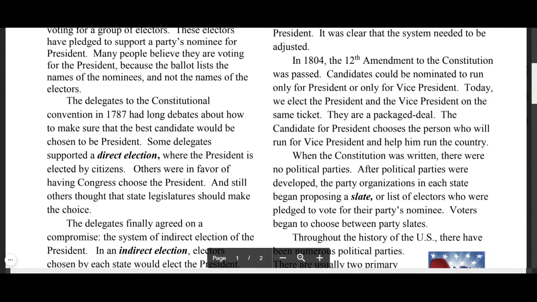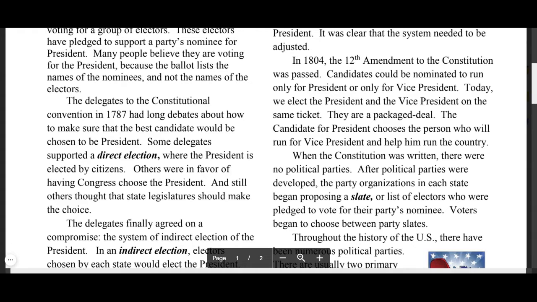In 1804, the 12th Amendment to the Constitution was passed. Candidates could be nominated to run only for president or only for vice president. Today, we elect the president and the vice president on the same ticket. They are a packaged deal. The candidate for president chooses the person who will run for vice president and help him run the country.